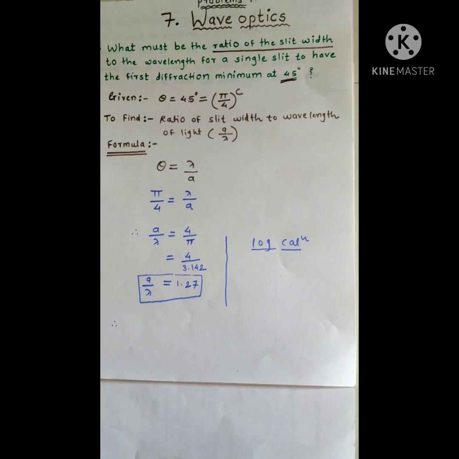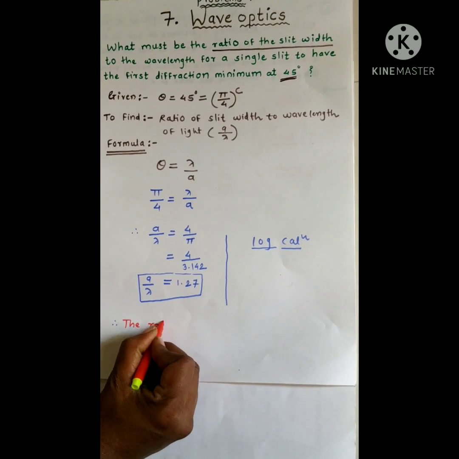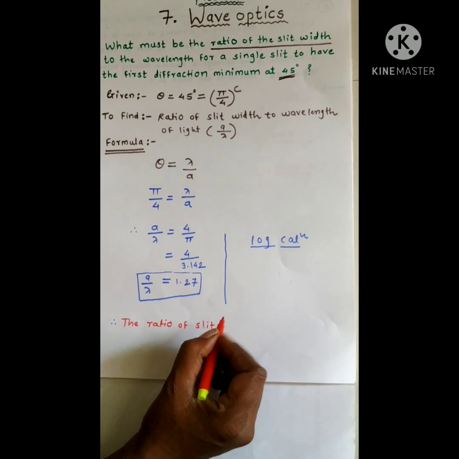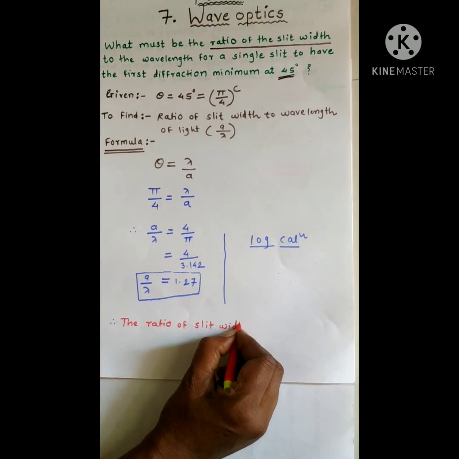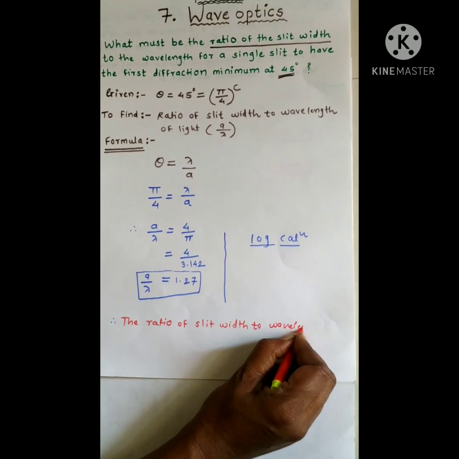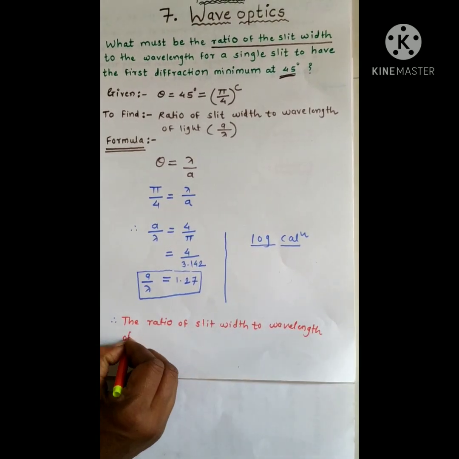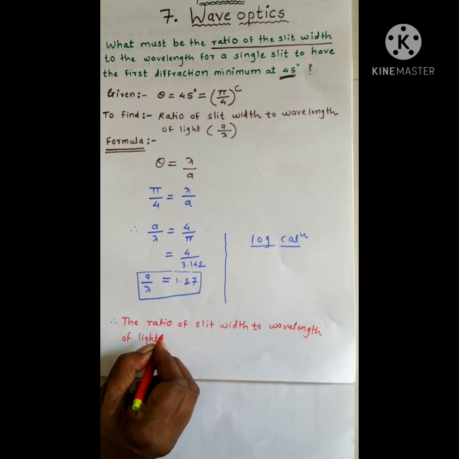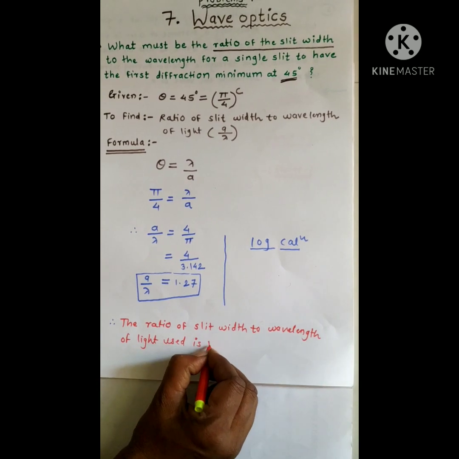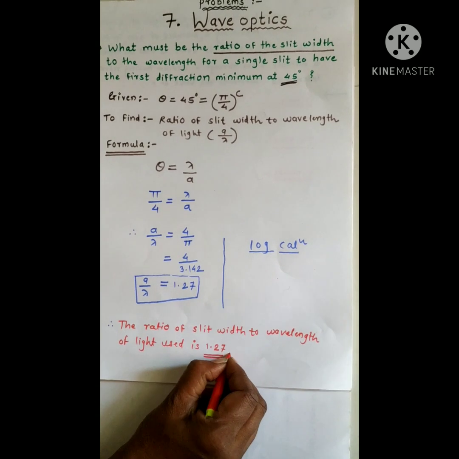Therefore the ratio of the slit width to wavelength of light used is 1.27. This is our answer. Okay.